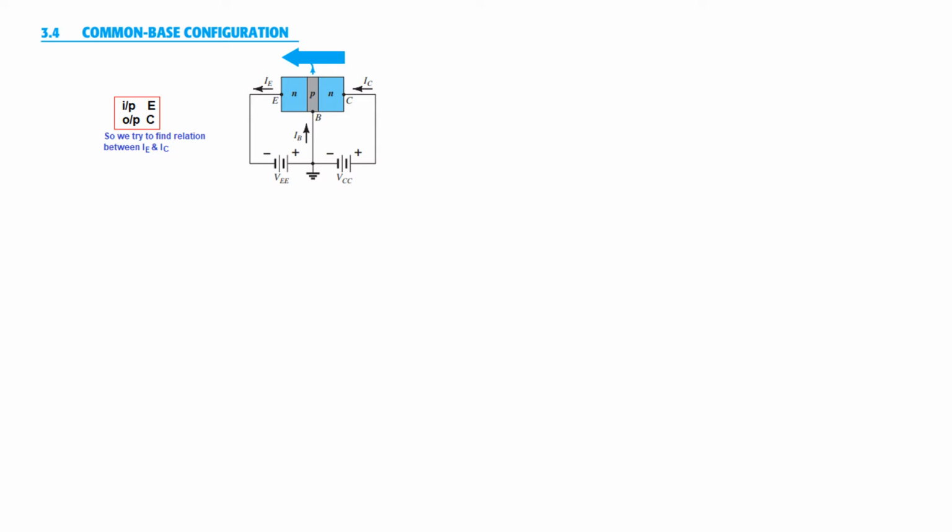Now let's see the common base configuration. I'll not go into much detail, but this is the circuit that we have discussed, and we know that the input is at the emitter terminal and output is at the collector terminal. So we try to find the relation between I emitter and I collector. And this is the equivalent circuit, you can say. I prefer to draw it like this. I hope you know that for NPN, some people call it not pointing in. Now this is not pointing in, pointing out. So this symbol is for NPN.